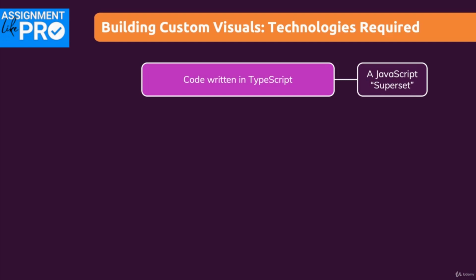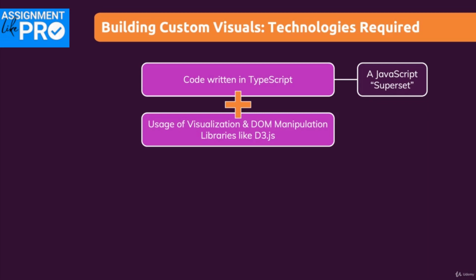Now, we're not going to write all the code on our own though. Instead, we typically also use some third-party libraries that give us certain functionalities so that we don't have to write everything from scratch on our own. Specifically, to build custom visuals, you typically use special libraries for visualization and or DOM manipulation, like for example D3.js. That's a library we're going to use throughout this module.